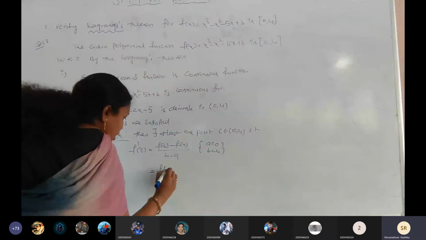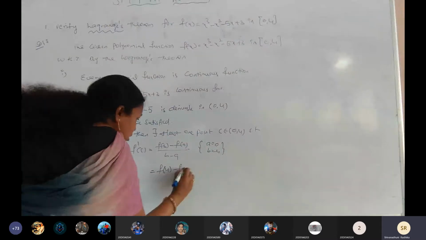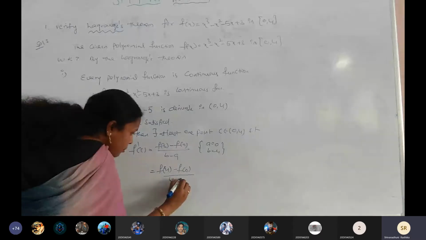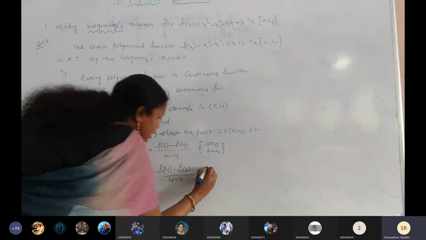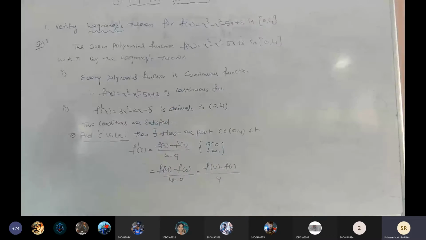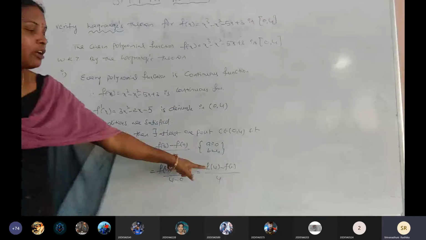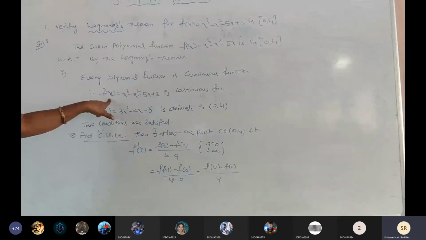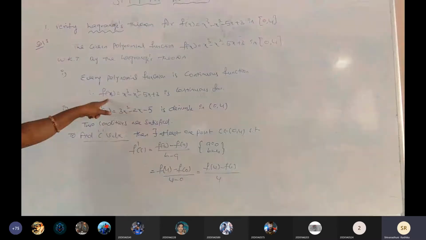f of b, that is 4, minus f of 0, by b equals 4 minus 0. So that can be written as f of 4 minus f of 0 by 4. Is it clear, all of you? Now we are going to substitute f of 4, which is of the form f of x. Where is f of x? Here, right? Substitute x equals 4 in f of x. Is it right, all of you?